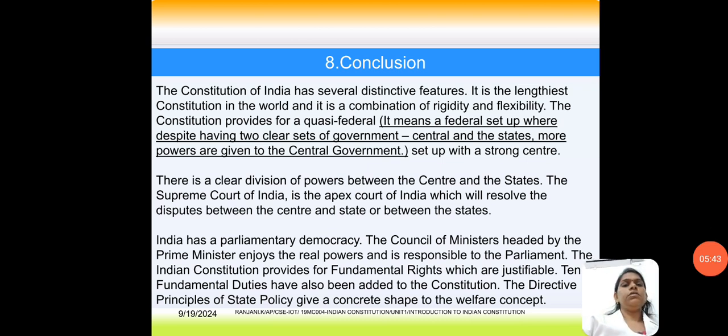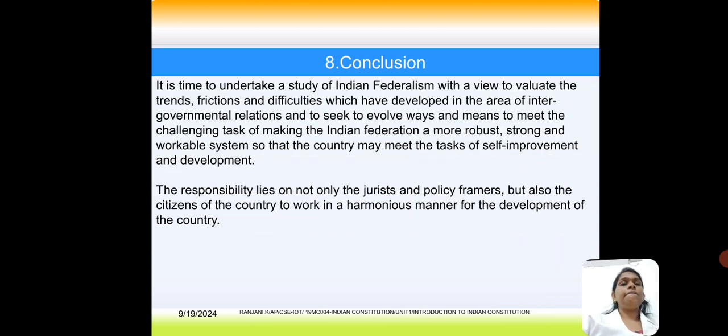India has a parliamentary democracy. It has a Council of Ministers, and the Prime Minister enjoys real powers and responsibility to Parliament. The responsibility lies not only on the judiciary or the policy field, but also on the citizens of the country, to work in harmonious ways for the development of the country.